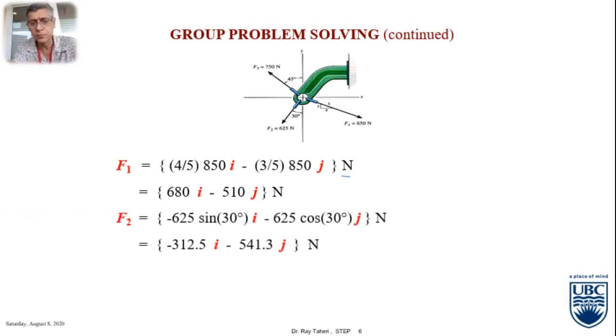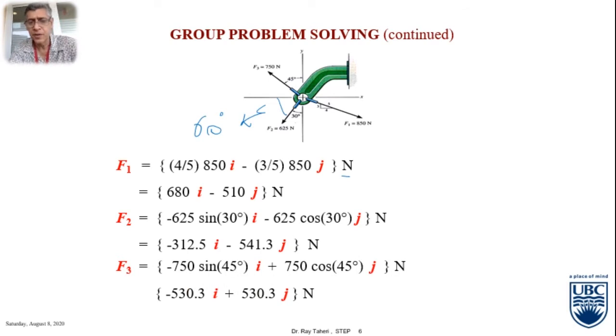For F2, using this 30 degree, x is negative, y is negative. So if this is 30 degree, this is 60 degree, and we can use either the cosine of 60 or sine of 30, the same, minus 625 sine of 30 degree i minus 625 cosine of 30 degree j.